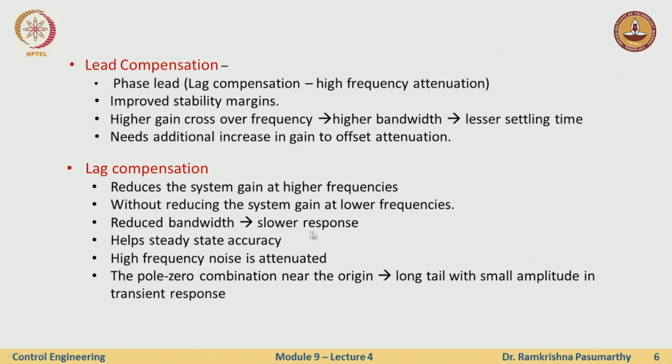Reduced bandwidth obviously means a slower response, and it helps in steady state accuracy, as we also see in the time domain. Because of this property of reducing the system gain at higher frequencies, it helps attenuate the high frequency noise. Another drawback was this pole-zero combination near the origin. The compensator poles and zeros in the lag case are placed very close to the origin, and this will lead to some variation in the transient response in terms of the settling times. It will have a long tail with small amplitude in the transient response.